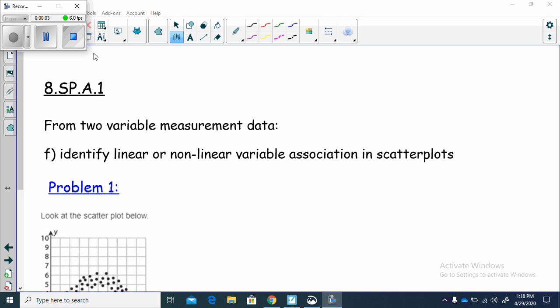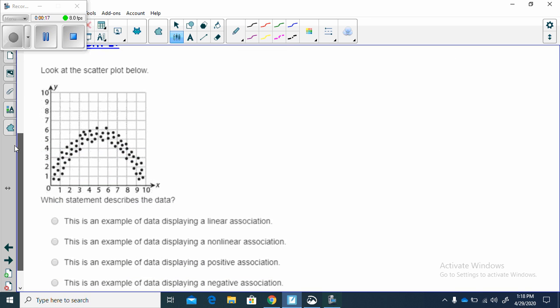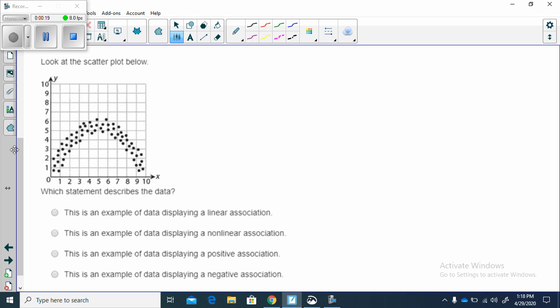This is problem one on 8 SPA 1. On this one, from two variable measurement data, we're going to identify linear or nonlinear variable association in scatter plots. Is the correlation or is the association linear or nonlinear? Now, look at the scatter plot below. Which statement best describes the data?